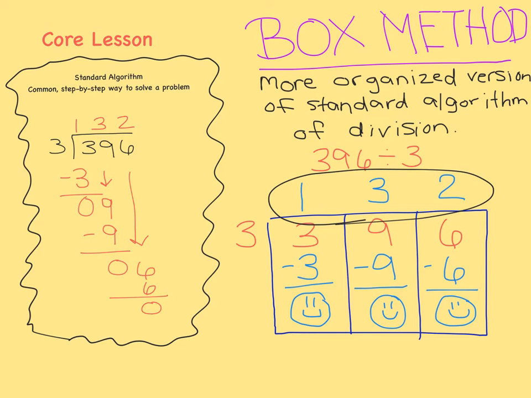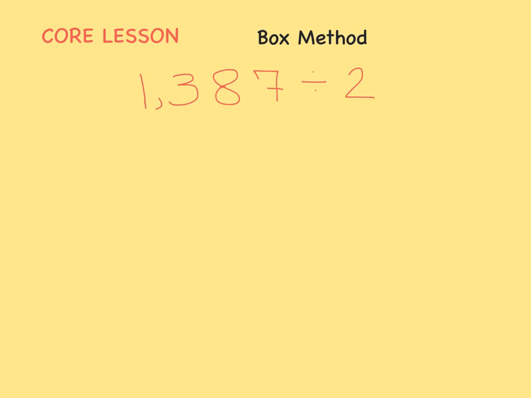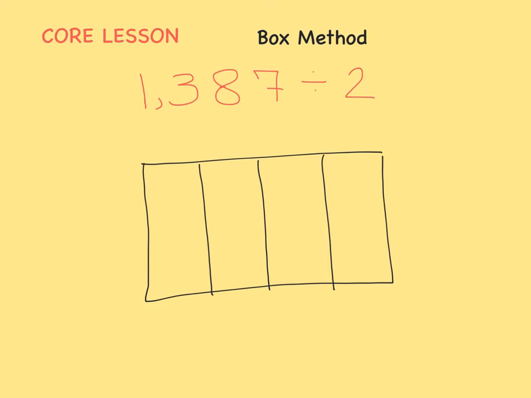What happens if we don't get zeros in each column? We can still divide. Let's try a more challenging one. 1,387 divided by 2. Right off the bat, I think about my divisibility rules, and I notice this number ends in a 7, so it's not going to equally divide into 2 groups. We already know we're going to have a remainder. When I set up my box method, I notice that I have 1, 2, 3, 4 digits in this number, so I'm going to draw a box with 4 columns. Then I'm going to write each digit of that number into the 4 separate columns. The number I'm dividing by will go on the outside of the box.